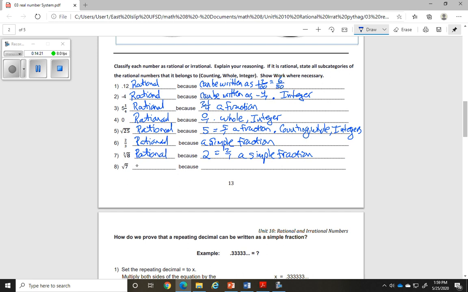And then the square root of 7, it's crazy. It's irrational. Can't be written as a fraction. We could also say its decimal is non-repeating, non-terminating.